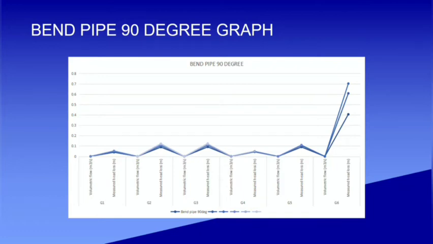So we can conclude the bend pipe 90 degree has less friction loss than the elbow 90 degree.